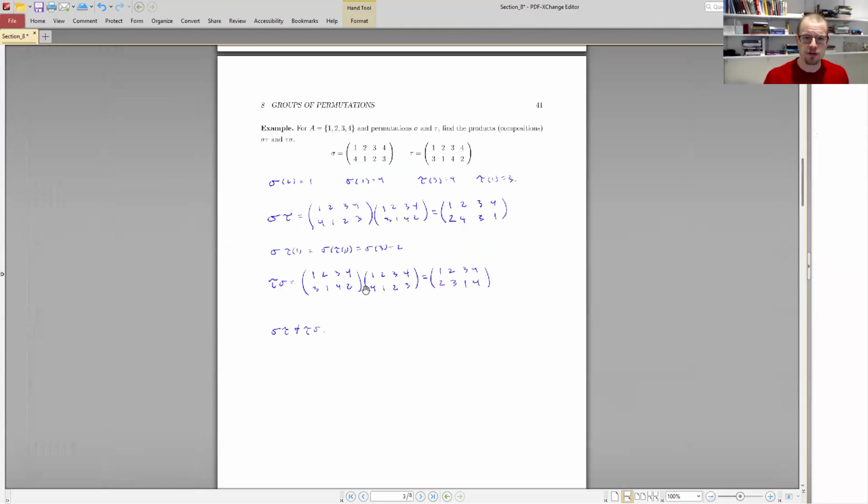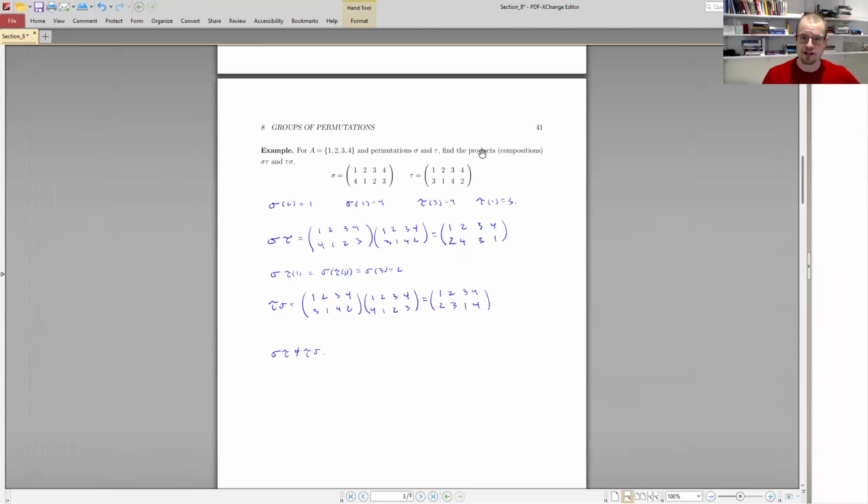That's it for this example. Pretty straightforward. We wanted to find the products. Product notation, with composition as the actual binary operation here. And what does it look like for us to find that composition? Well, that's what it looks like.